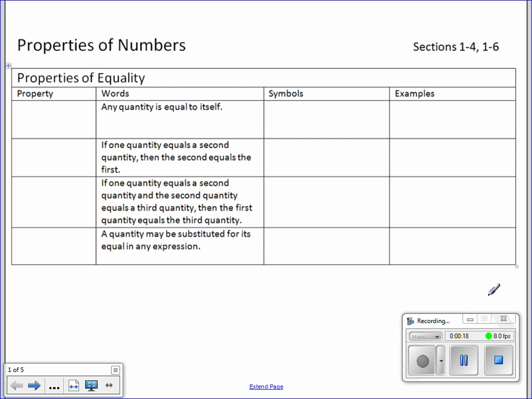So first property, any quantity is equal to itself, is called the reflexive property. Now, symbols. That means we're going to use algebra to describe it here. So that means A is equal to A. Put a little tail on that. It looks like an A.